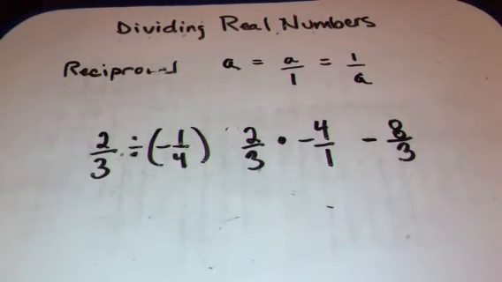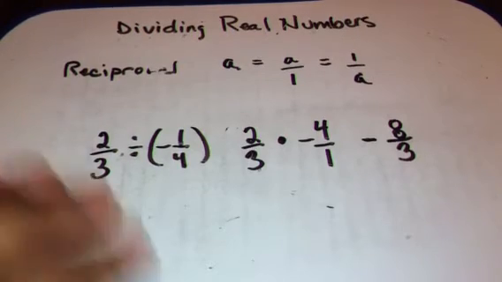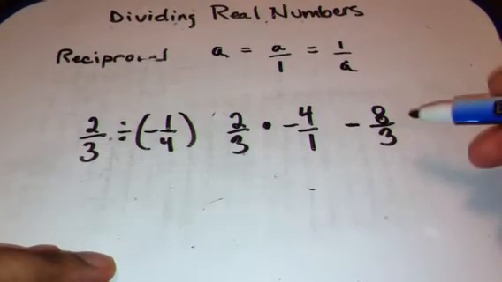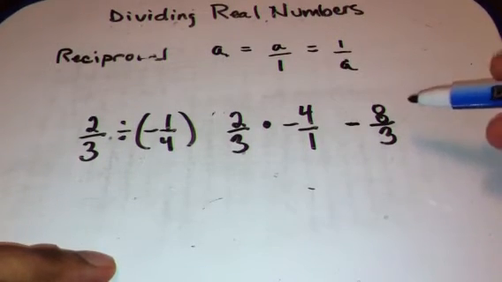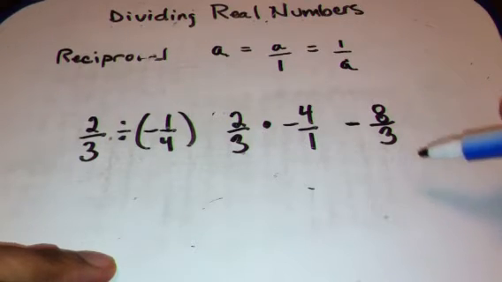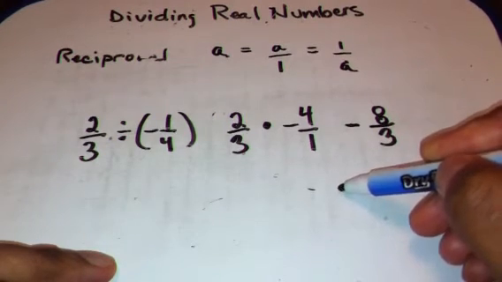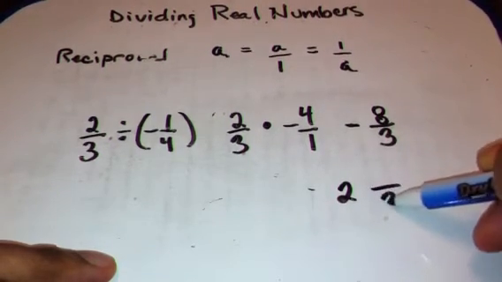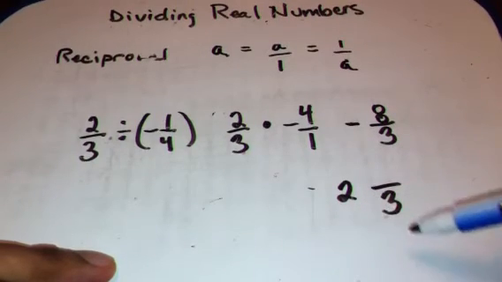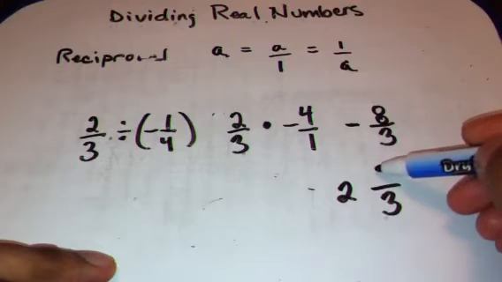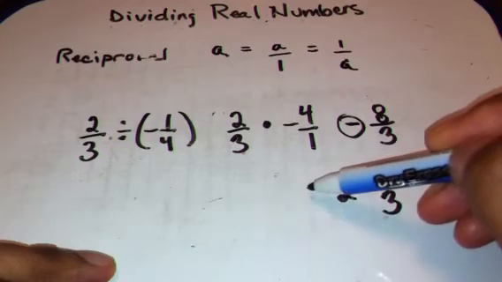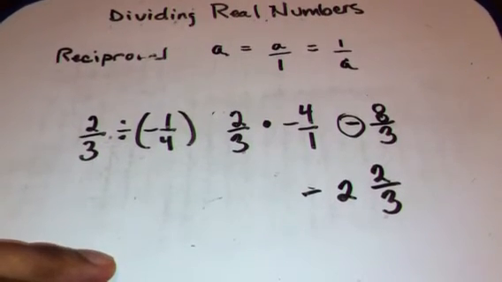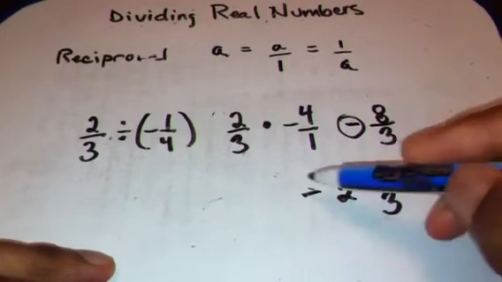Always check to see if you can reduce your answer any further when you're dealing with fractions. So, how many times does 3 go into 8? Well, 3 times 2 is 6, but you have 2 left over. So you put the 2 out here and the 3 at the bottom. This was negative, as you recall, so it's going to be a negative 2 2/3, and we are done. That is our final answer.